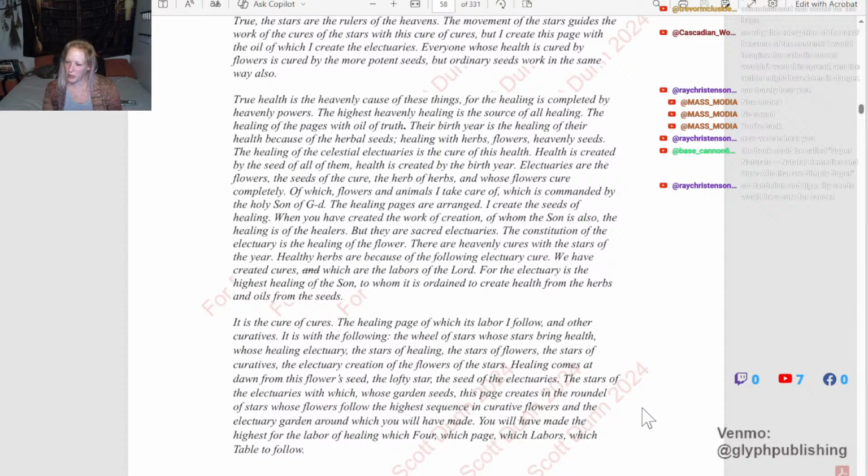So the dandelion and tiger lily seeds would be a cure for cancer. I have no idea. Are they? I don't know. I know you can make dandelion tea and things like that, but I don't know.